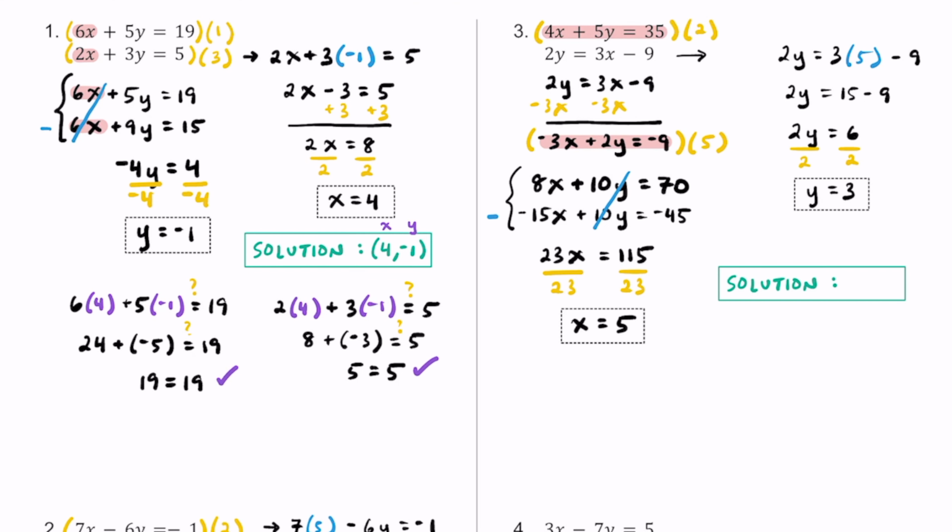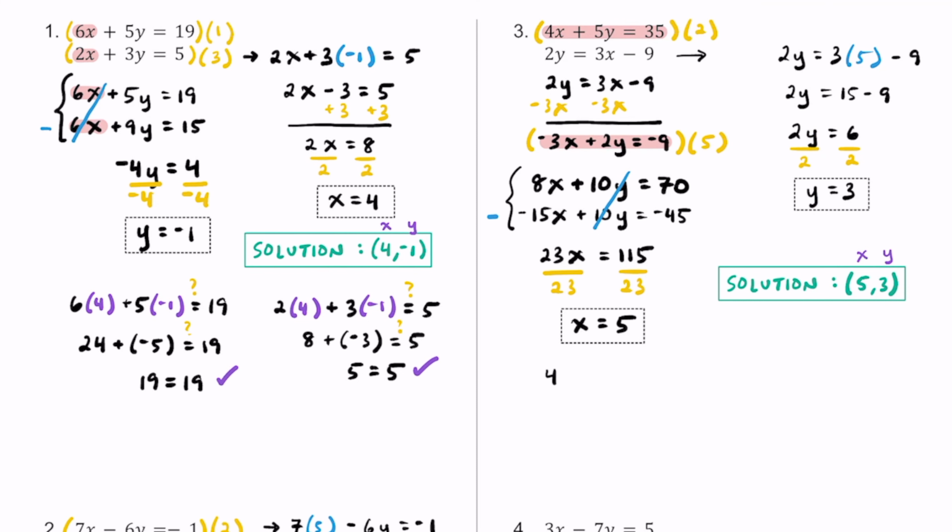So we know x and y, so our solution here is going to be at (5, 3) over in quadrant 1. Now this 5 is x and this 3 is y. Let's go ahead and just check this real quick. So take our solution and just verify that it works for this top equation.